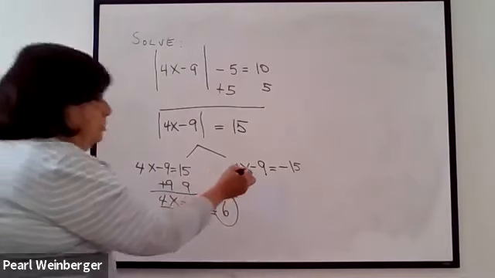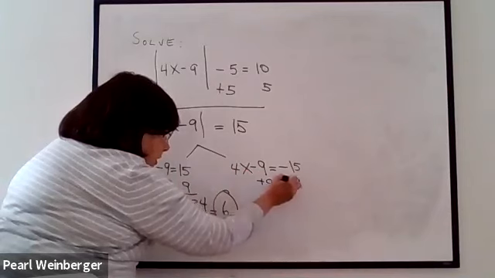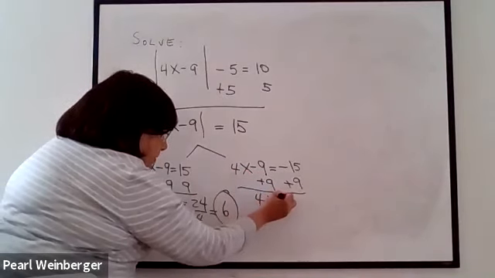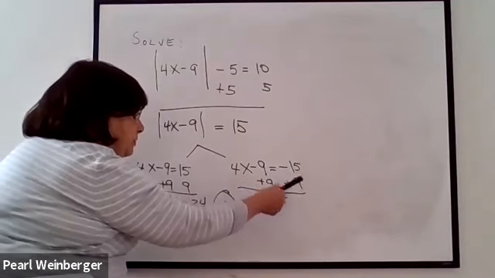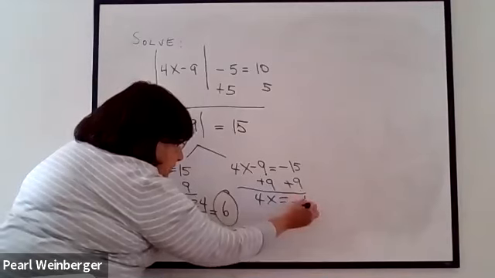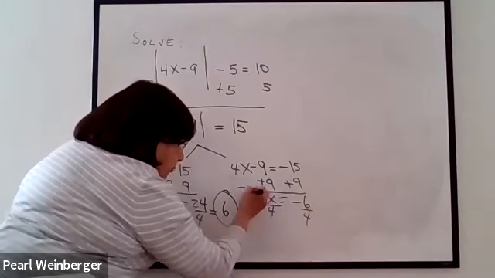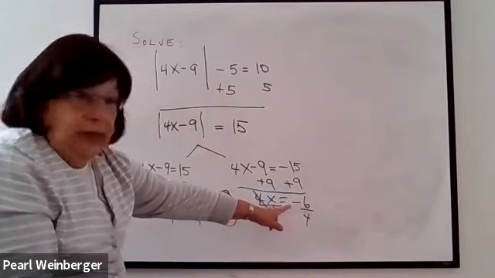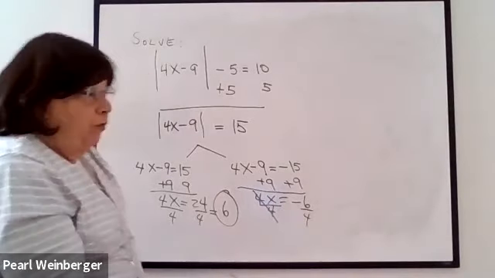The other equation I get by adding 9 to both sides. Again, I'm adding 9 to both sides. But this time I'm going to get 4x equals -15 plus 9, which is -6. And I'll divide again by the 4. And this answer turns out to be a fraction. Now, how to write the answer to a fraction?